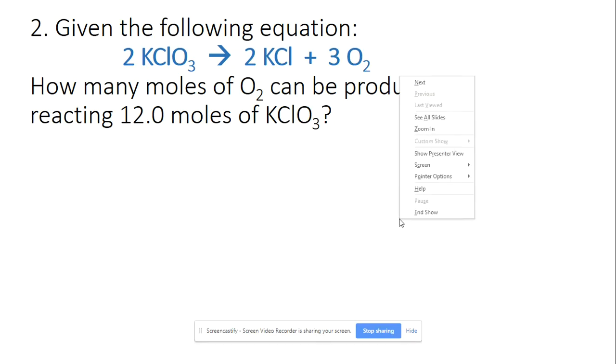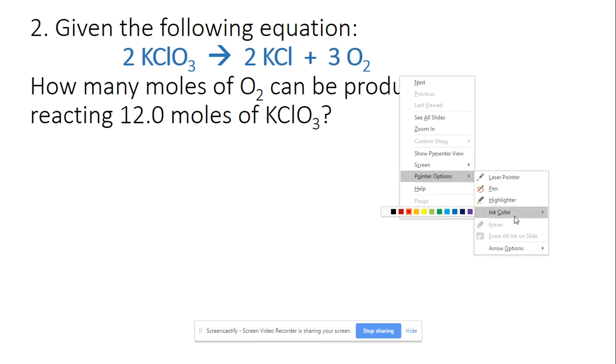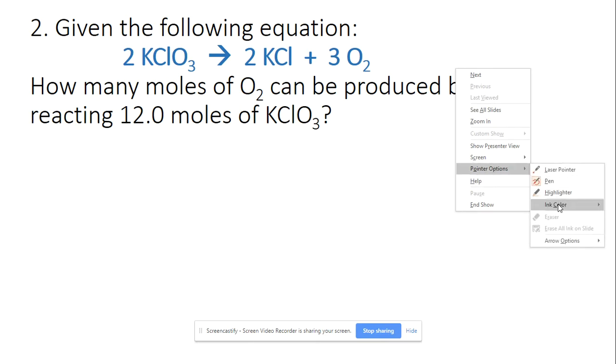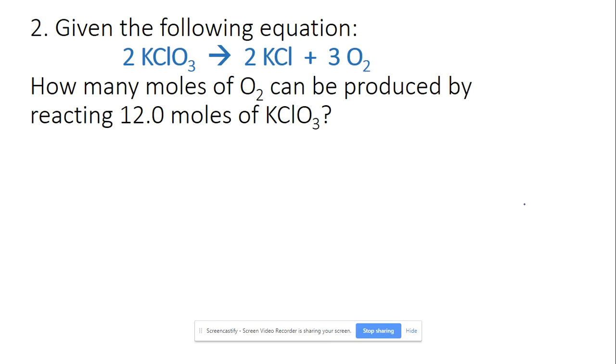All right, so I am going to be going through a review of stoichiometry. I'm going to do three examples that come directly from your handout, and then the rest, hopefully, you will be able to finish on your own. So if you look at question number 2, it says how many moles of O2 can be produced by reacting 12.0 moles of KClO3.